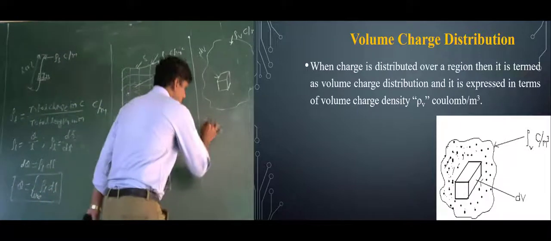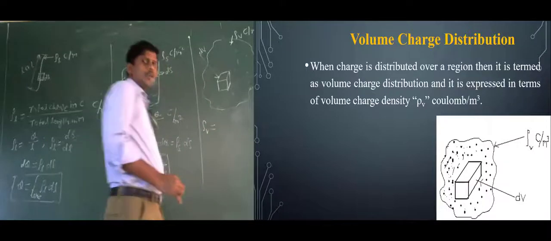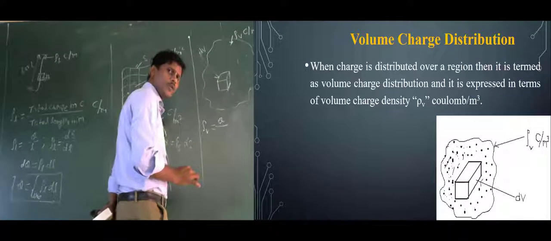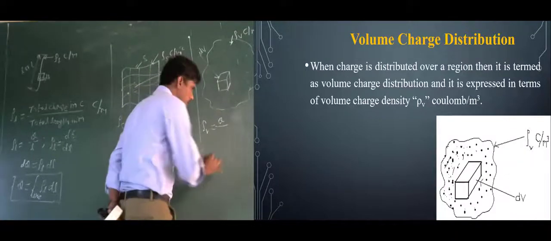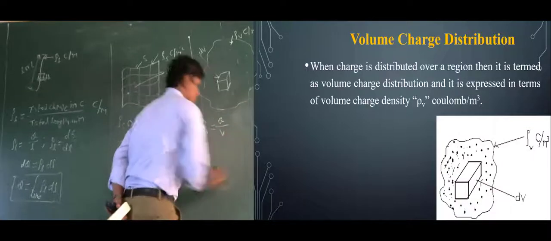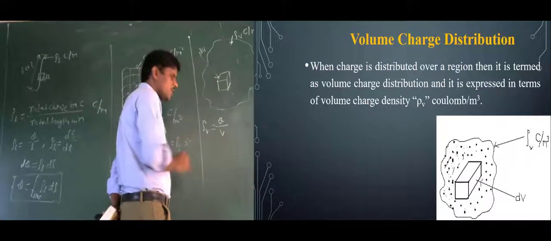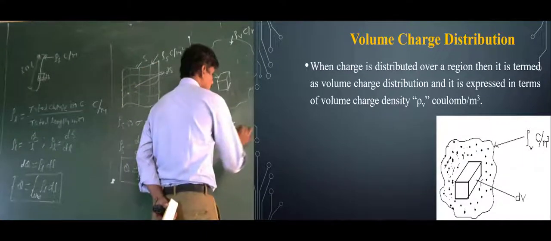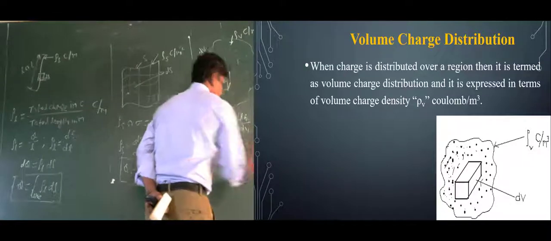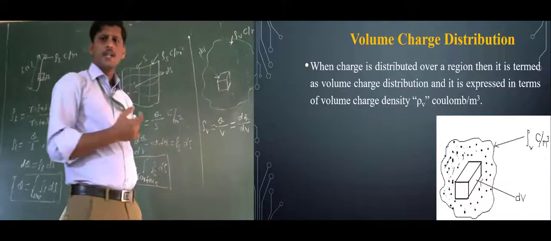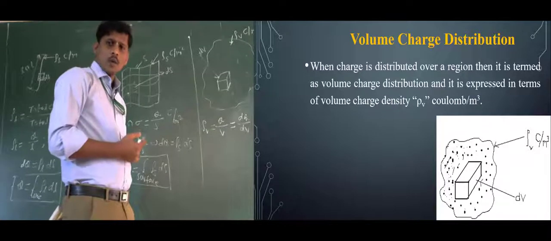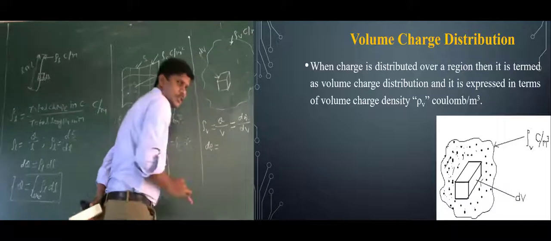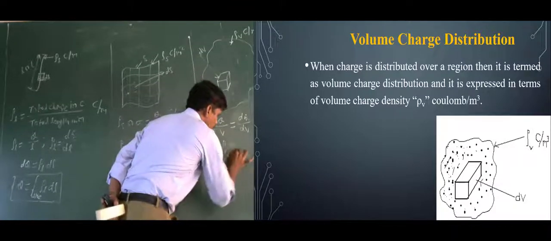The volume charge density is defined as total charge in coulombs to total volume in cubic meter. So Q by V, that is the volume charge density. In case of elementary particles, the volume charge density is equal to dq by dv, where dq is the elementary charge and dv is the differential, elementary volume. So take the cross multiplication. The differential charge dq is equal to rho v into dv.